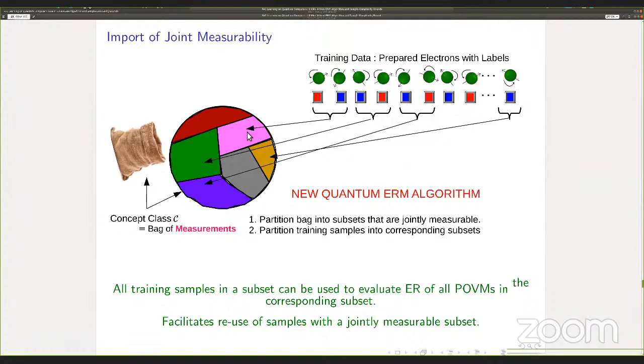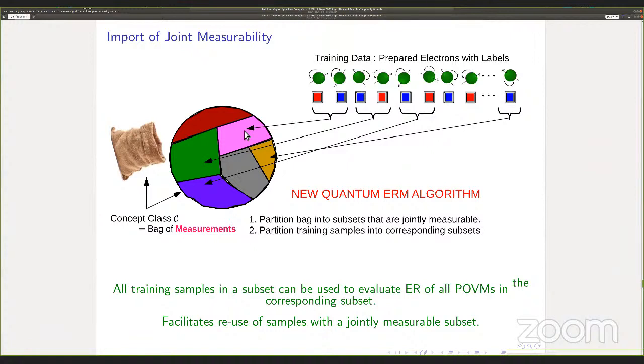Make only one measurement. Which measurement do you have to do? You have to do the most fine-grained measurement in each subclass. You get classical registers, and you post-process them through some mechanism to get outcomes that are faithful to the original measurement you would have done. So that's how you do it. Great. This facilitates reuse of samples within a jointly measurable subset. I'm not able to do it across subsets, but I'm able to do it within a subset.